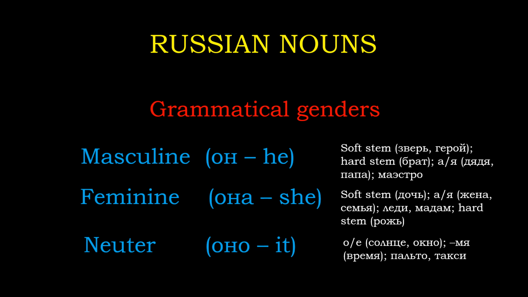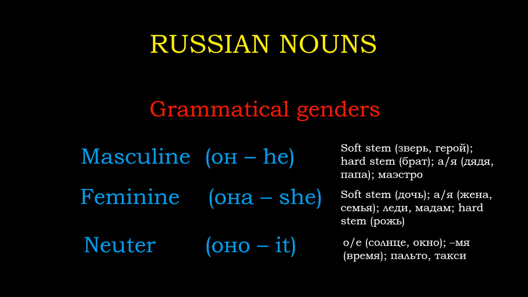There are some exceptions. Words ending with ж and ш. I will tell about them later on. Most soft consonants, for example, зверь, including those which have й at the end. For example, герой. Also, to this category we add nouns which mean a person with endings а and я. For example, папа. Nouns which stay the same in all the cases. For example, маэстро.